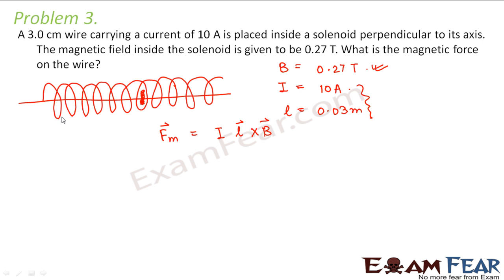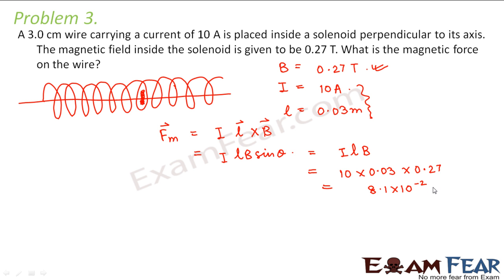So we are here concentrating on this small wire. The force will be I L B sin theta, where theta is the angle between the magnetic field and this wire, which is 90 degree as mentioned in the question, because this wire is perpendicular. So this becomes I L B. Now I is 10 amperes, L is 0.03 and B is 0.27. So this comes out to be 8.1 into 10 to the power minus 2 Newton.